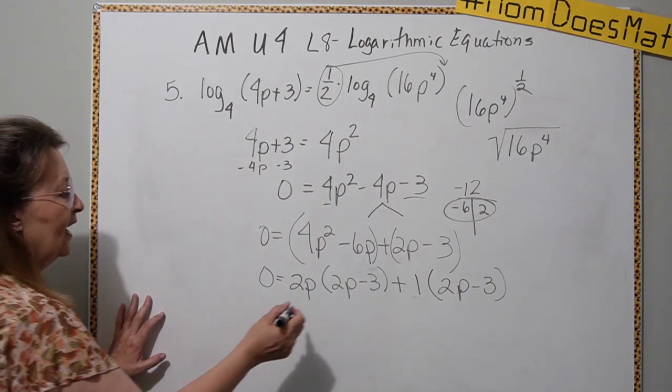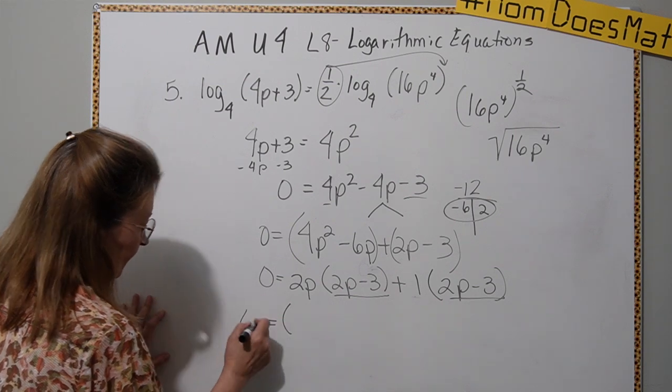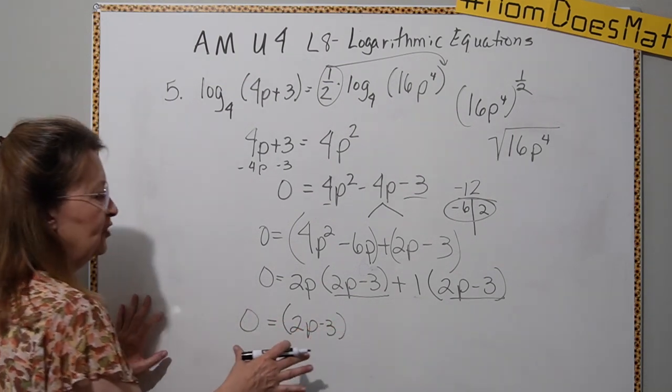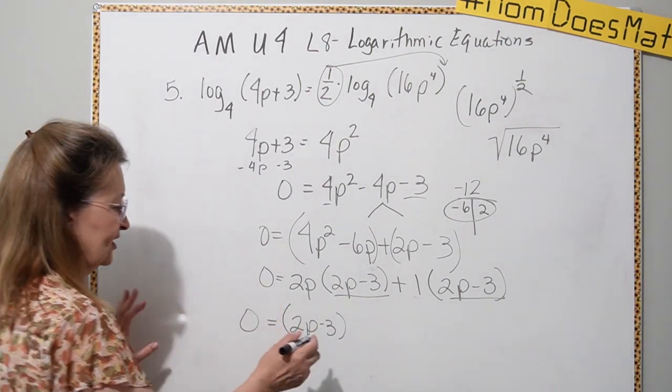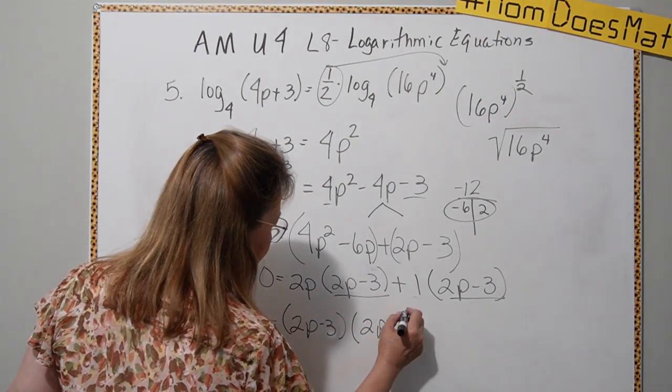All right, now 2p minus 3 is my common factor. So I'm going to put that in my first set of parentheses. It really doesn't matter whether you put that in the first or the second. That's just how I do it. And I have 2p plus 1.